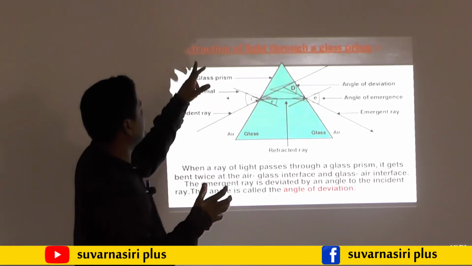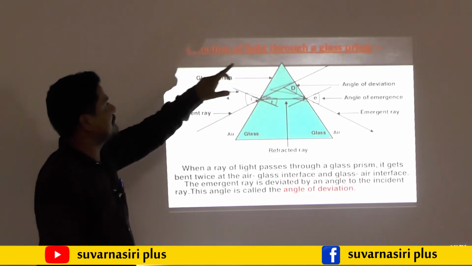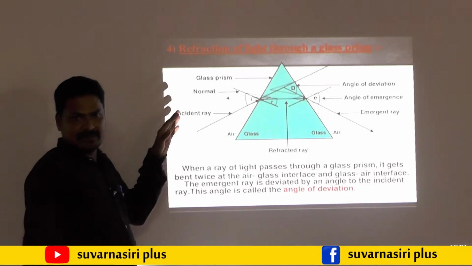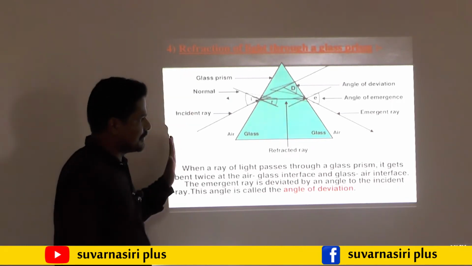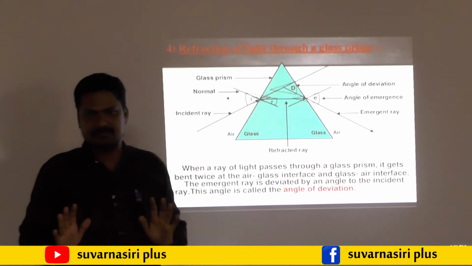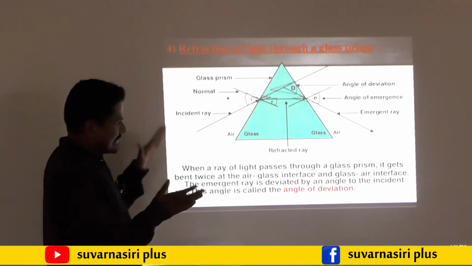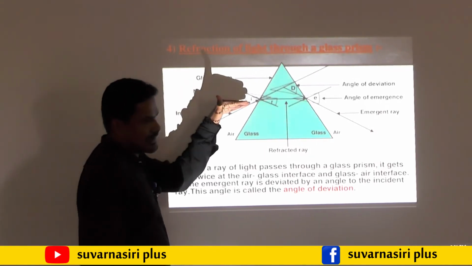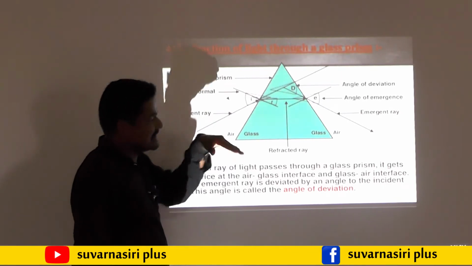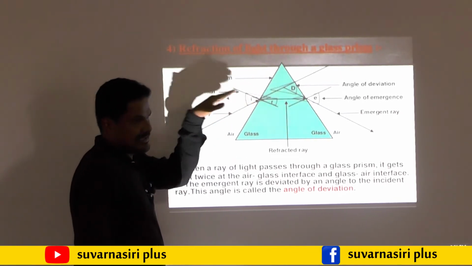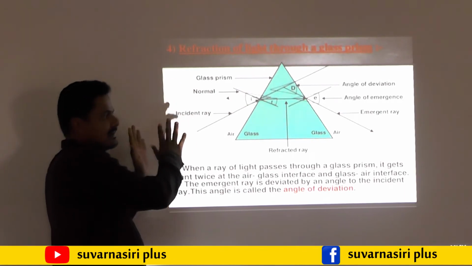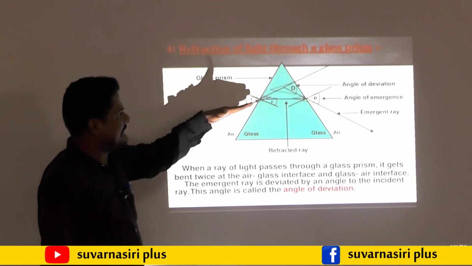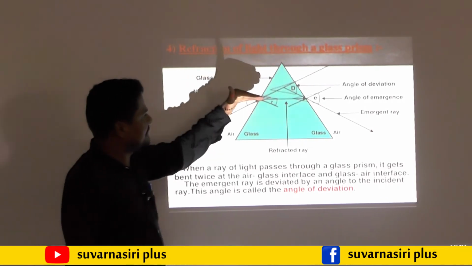First we have to learn refraction of light through the glass prism. In the previous class I said about refraction: when light enters from one medium to another medium, it bends. You know this. In the glass prism, when light passes from one medium, a rarer medium, air, to another medium, glass, it gets bent. So when light falls on the prism, it is refracted.